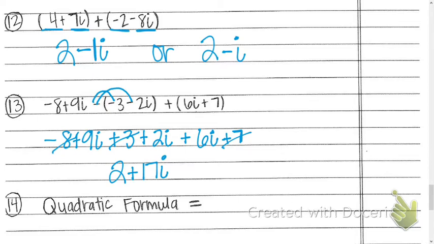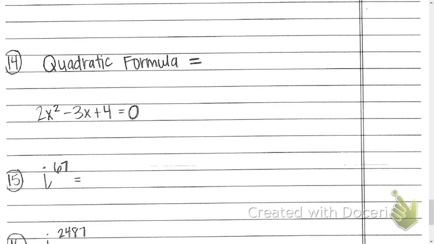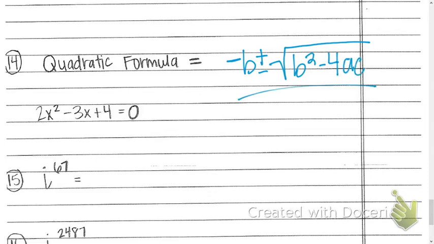Now, number 14. You must also know the quadratic formula. So, quadratic formula. The square root of b squared minus 4ac. What she said. Good.